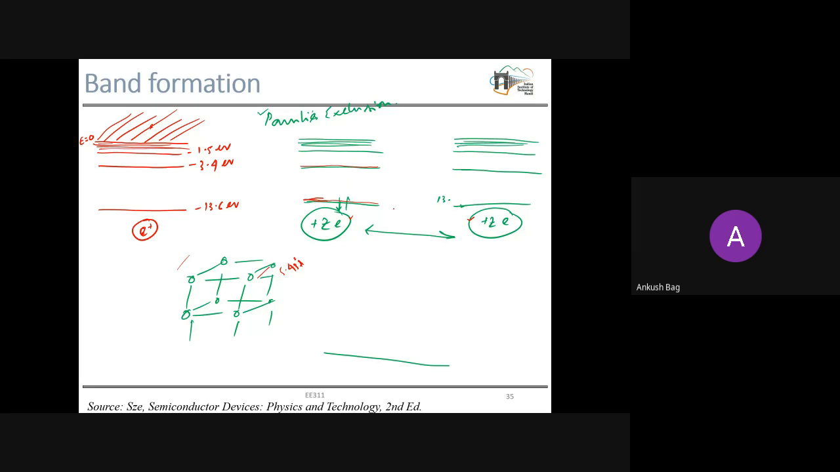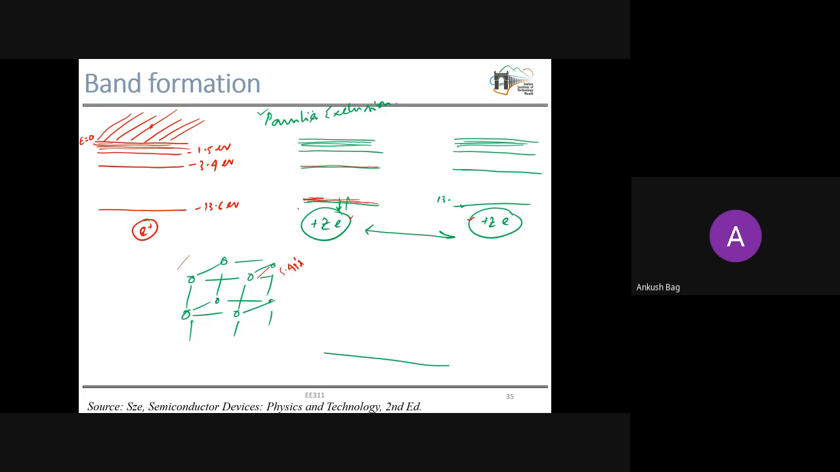When we bring two atoms together, you can understand that we need to consider so many atoms in this particular crystal. In the crystal we have a lot of atoms. So not only this one energy level, there will be a lot of other energy levels which are closely spaced but different. They are not the same, just to follow Pauli's exclusion principle.